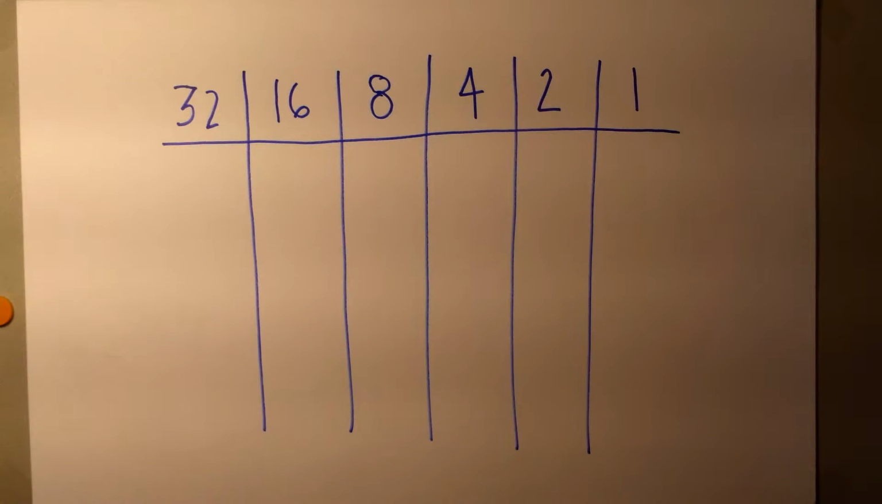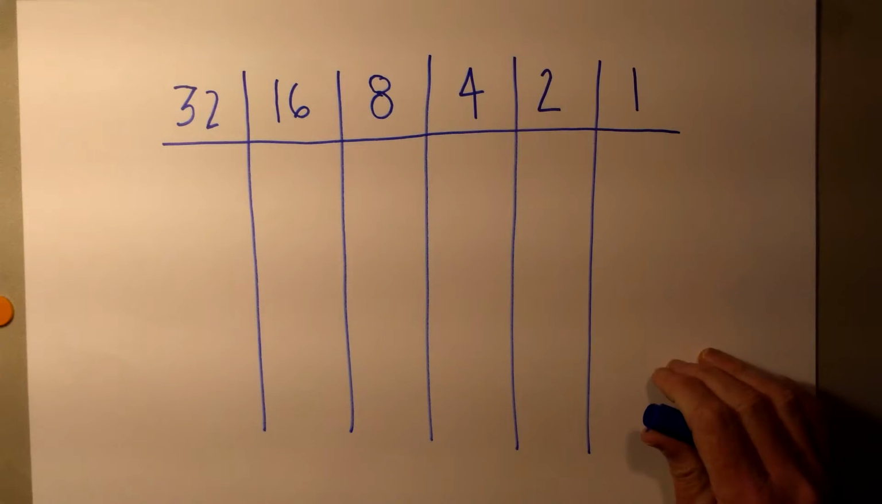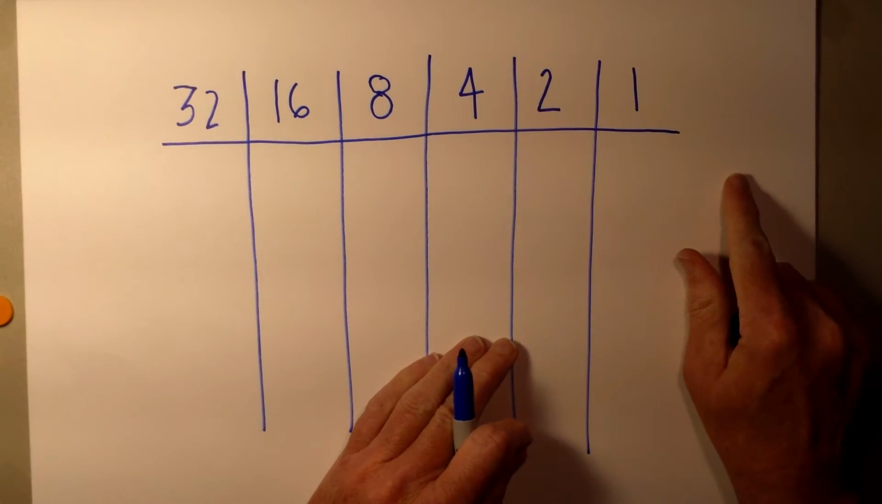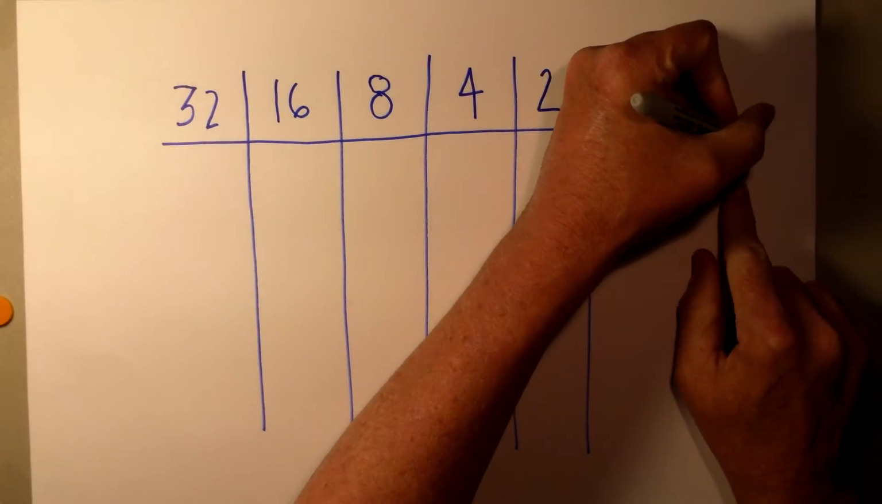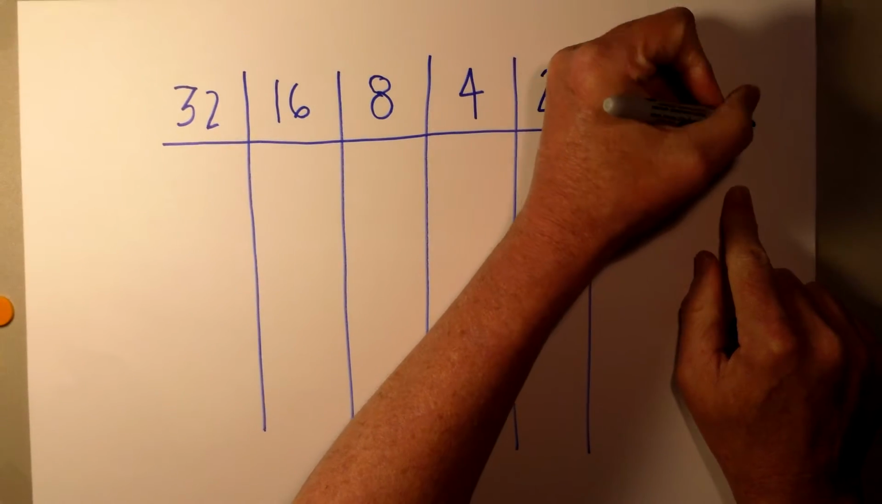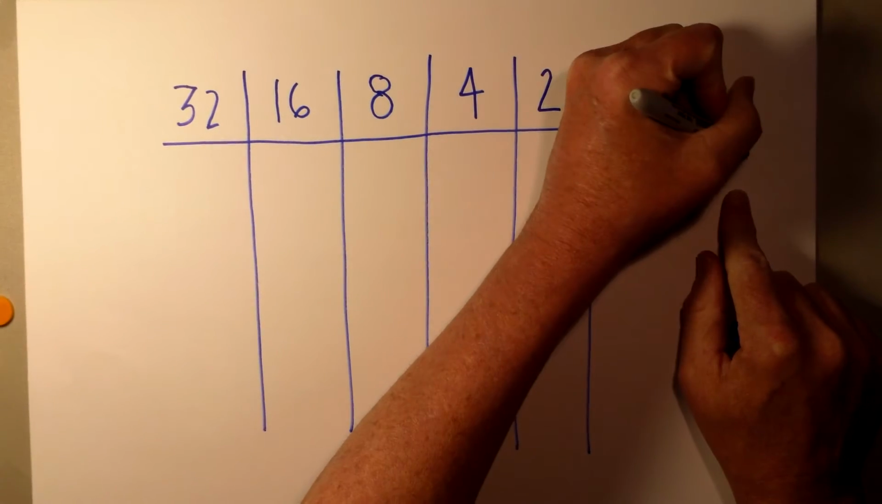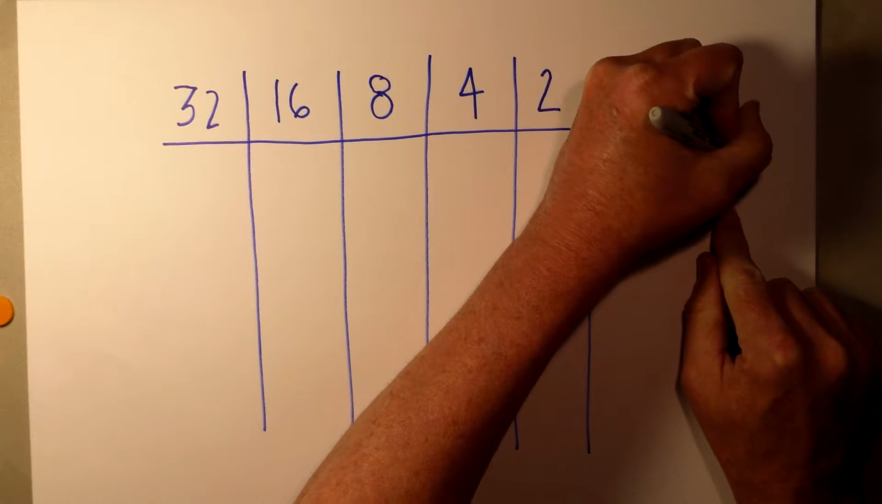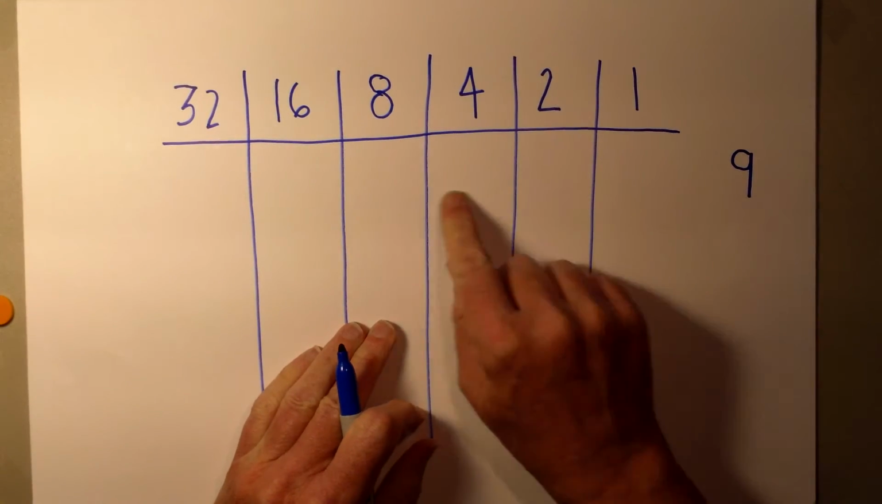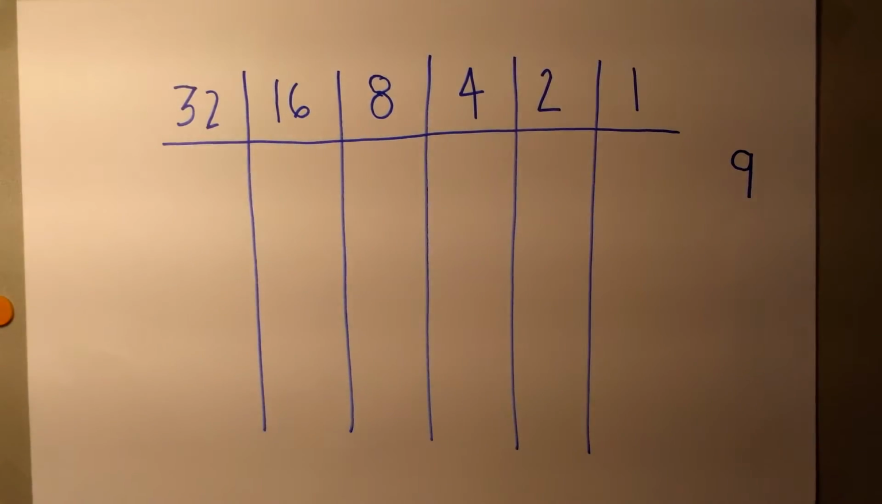Let's try a simple one first, and I'm going to give you a chance to work on this. I'm going to write the decimal number here. Let's go with 9. How would I write 9 as a binary number? If you think you already know how, go ahead and write that down right now. Think about it.